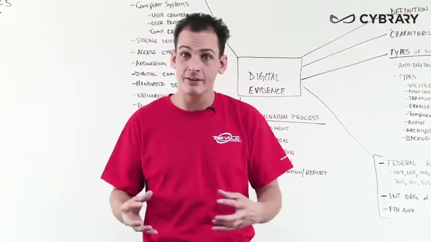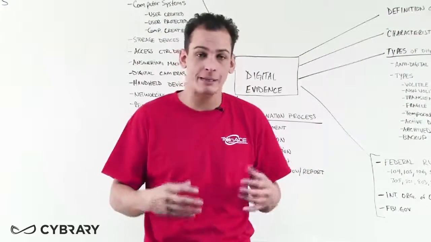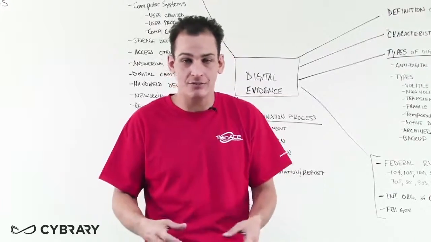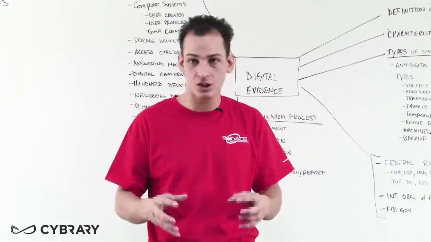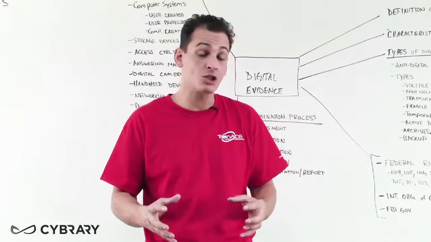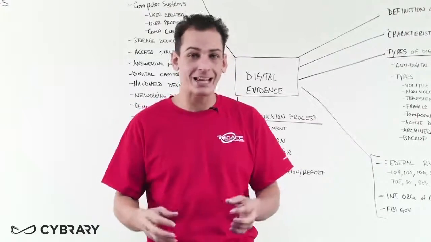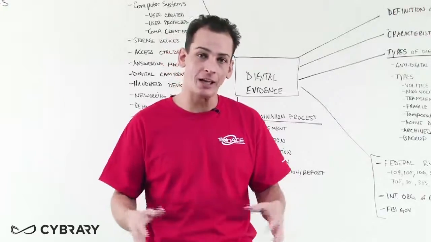Again, digital evidence. Digital suggests some sort of electronic means. Evidence suggests that we actually have to go get this into court. So everything from the federal rules and the regulations and the international rules as well, all the way through the actual types. We're going to cover that all in the next section.